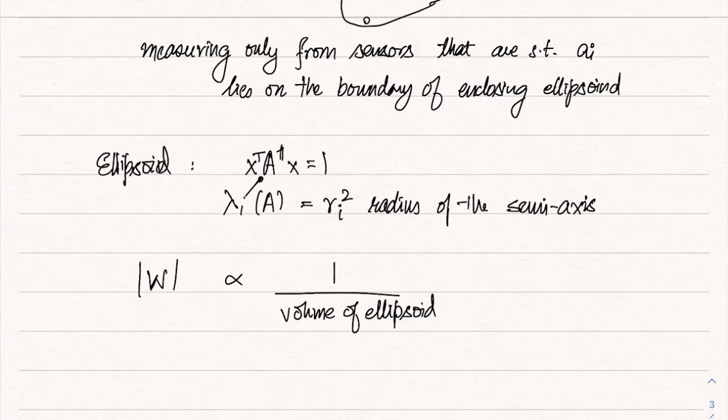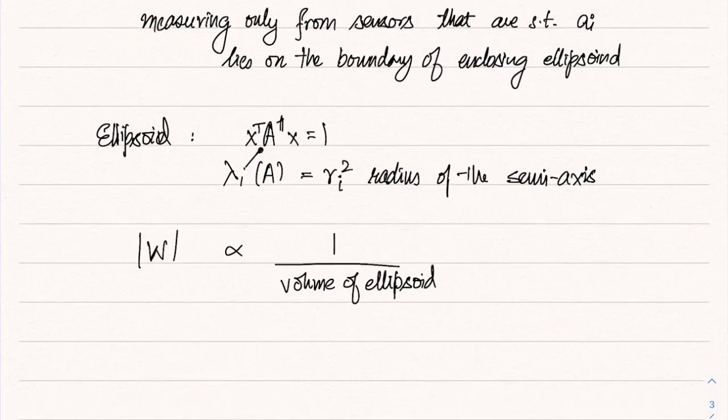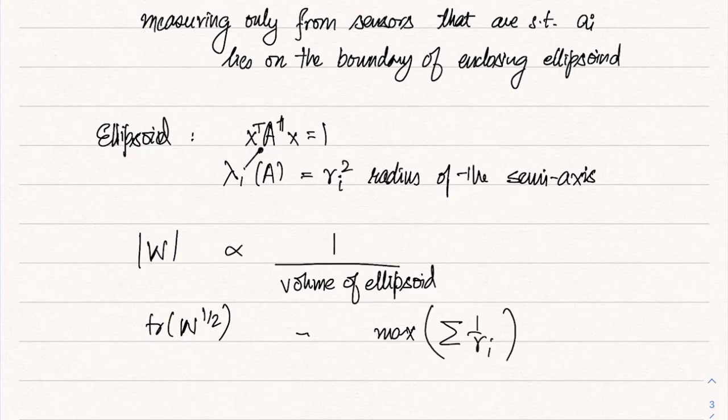And likewise, basically trace of square root of W corresponds to maximizing summation of 1 by R_i, right? If you take the trace of W, then it corresponds to maximizing summation of 1 by R_i square. So these are the different metrics. In one case, we are maximizing the 1 by volume of the ellipsoid, or in other words, we are finding the minimum volume ellipsoid that is enclosing, right?